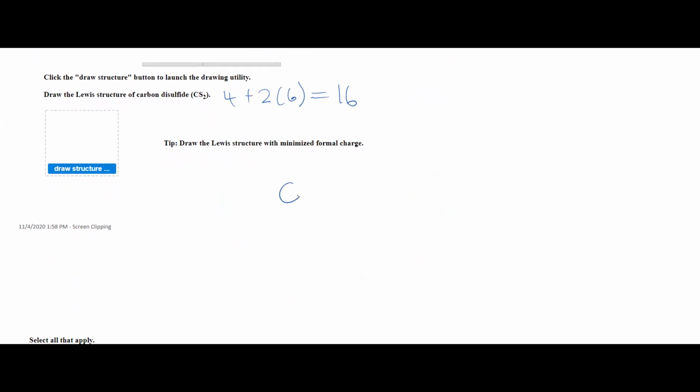Now our carbon is going to be our center one. And I know it's carbon because it's farthest to the left. Then we have our sulfur and our sulfur. So that leaves us with 12 valence electrons left over. So we have our bond skeleton. Remember, I'm going to start from the outside and work my way in. So I want to start with the most electronegative atom. And so in this case, it's going to be my sulfur. But if we had sulfur and oxygen, then I would want to start with my oxygen. So we've done our sulfurs.